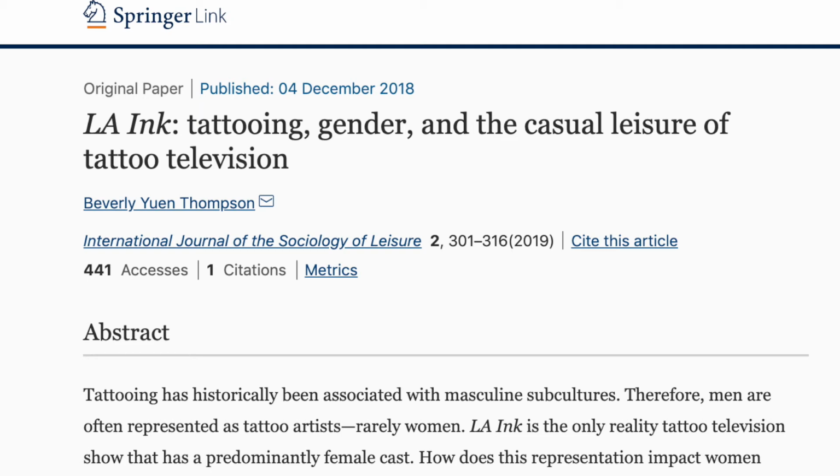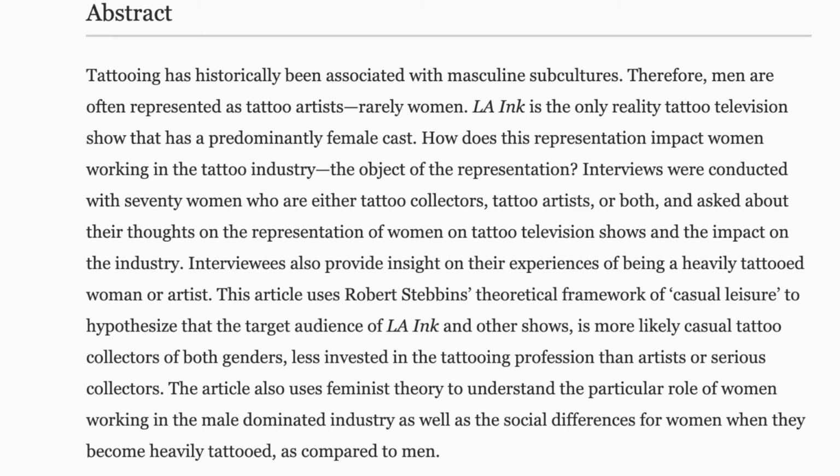So therefore, I'm talking about my demographics. I talk about my methodology. I interviewed 70 women who are tattoo artists or collectors. I talk about just the process of the interview. And then I talk about the theoretical framework, using Robert Stebbins' framework of casual leisure, and what are some of the outcomes that we can learn from this television show and this research.